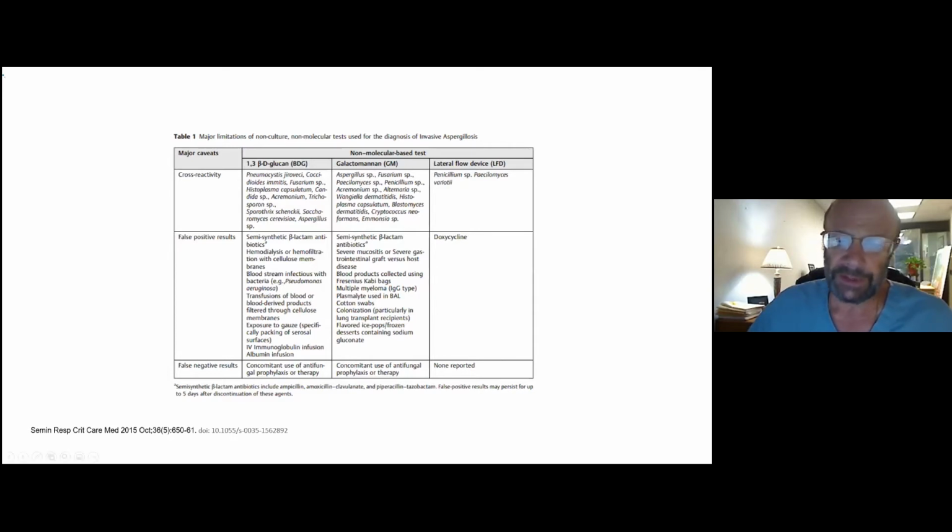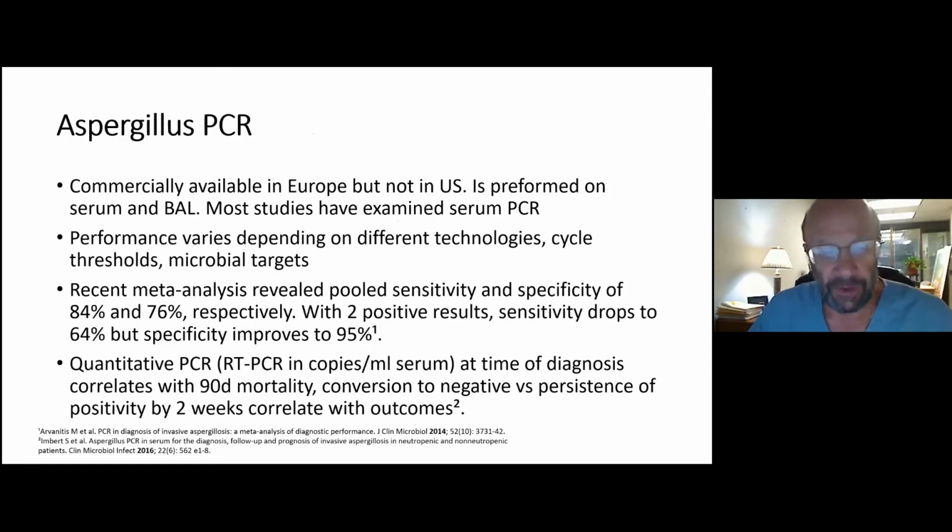False negative results generally occur with concomitant use of antifungal therapy. But this gives you kind of a comparative performance of these assays. And then the PCR, the last of these, is only commercially available in Europe, not in the US. In the US and in many parts of the world, it's basically a local formula.